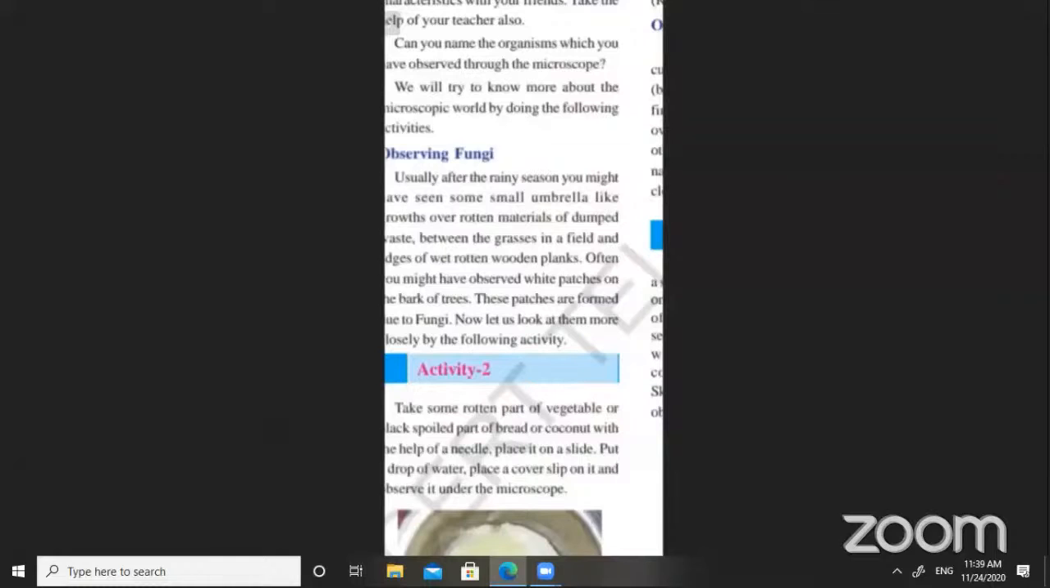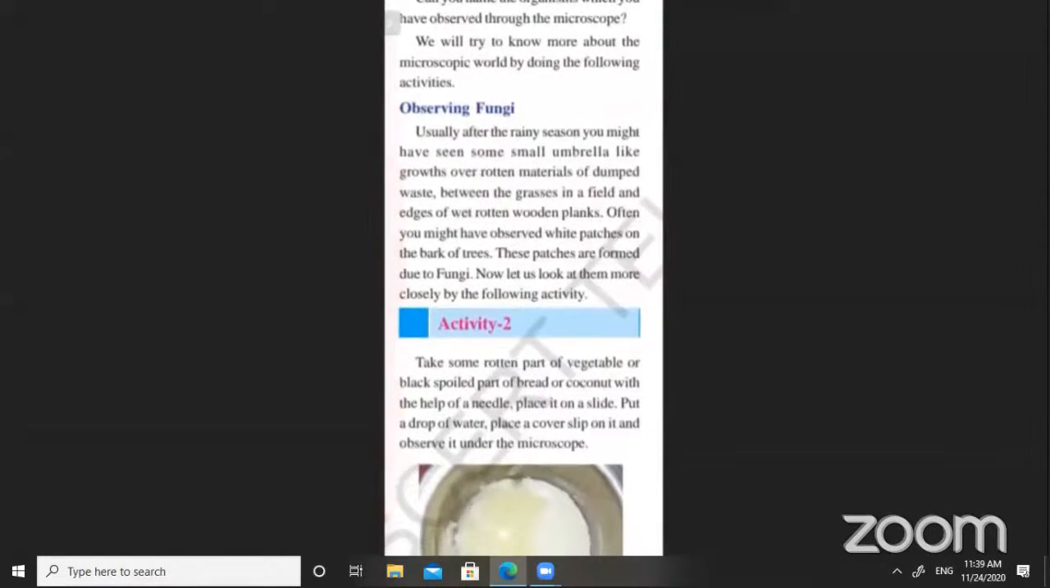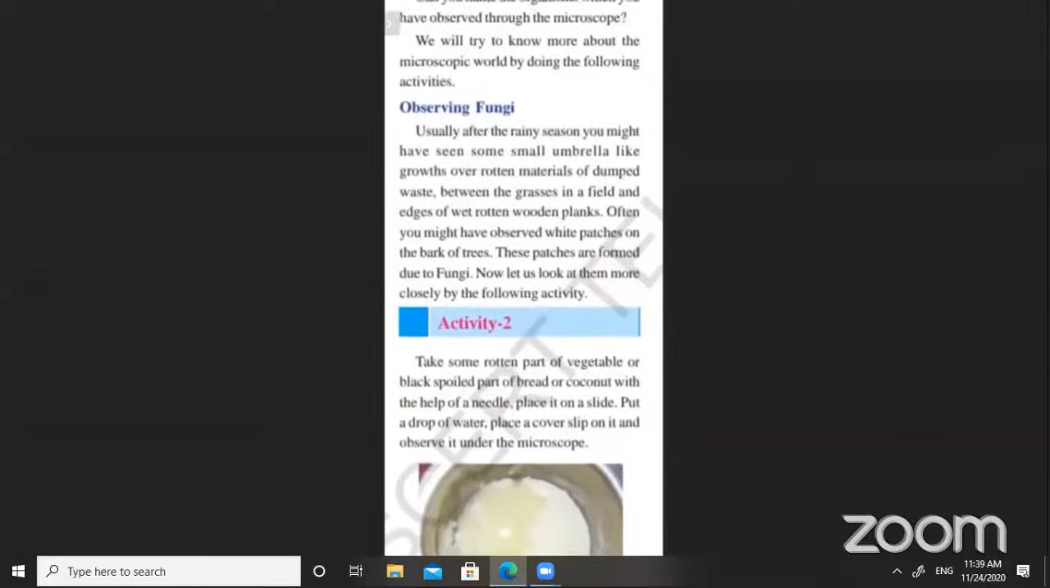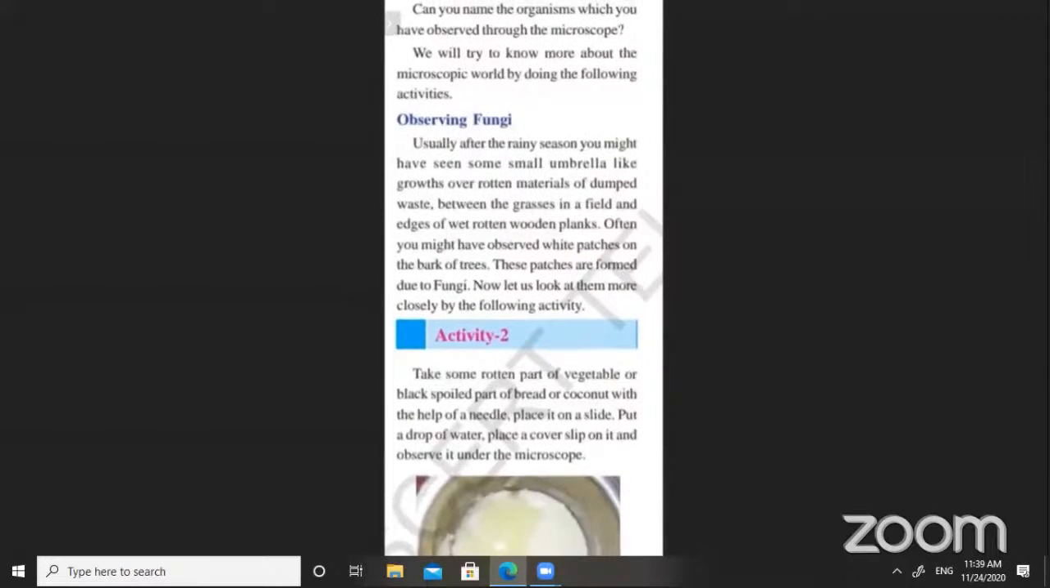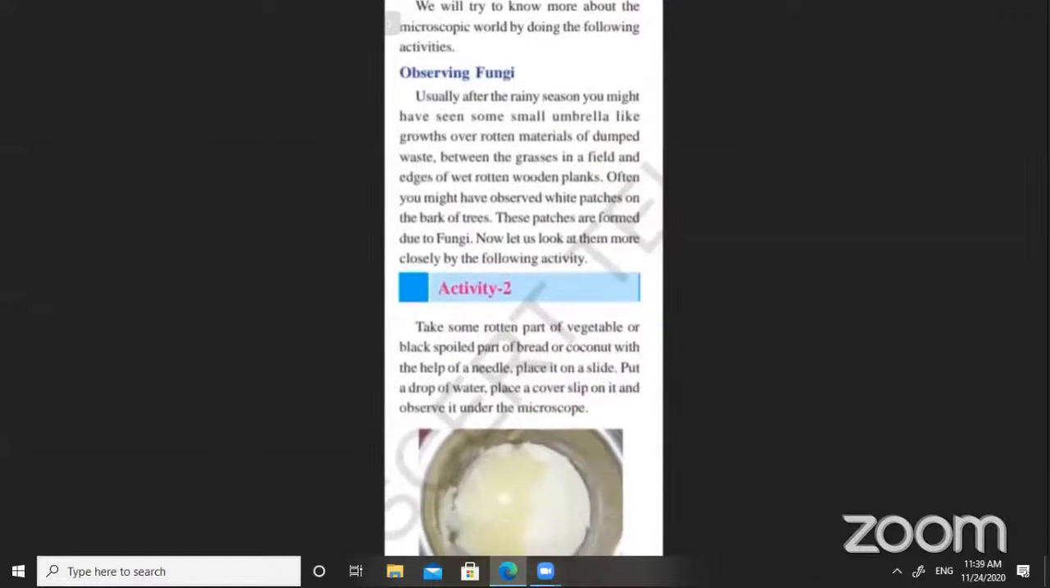Now let us know about fungi. I will tell you one definition about fungi. Fungi may be single-celled or multi-celled organisms without chlorophyll, that reproduce by spores and live by absorbing nutrients from organic matter.